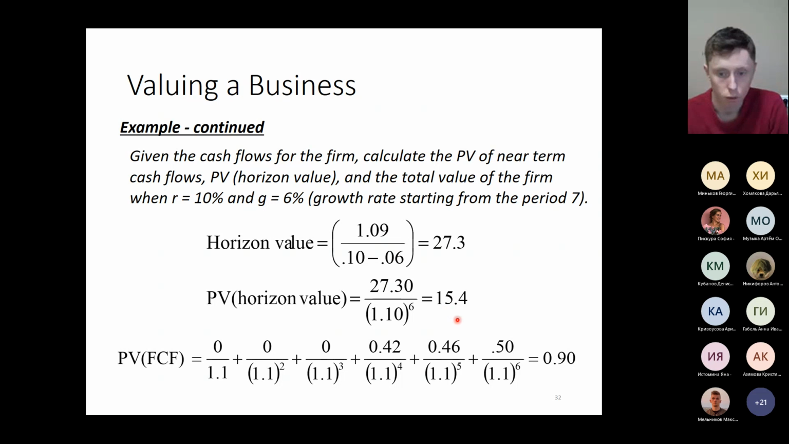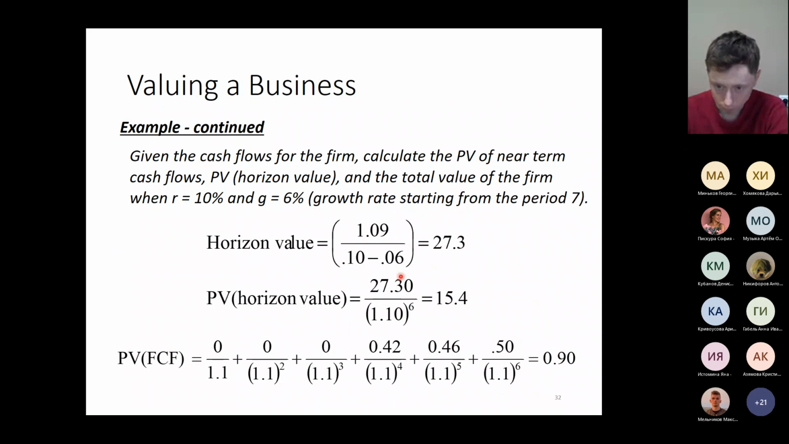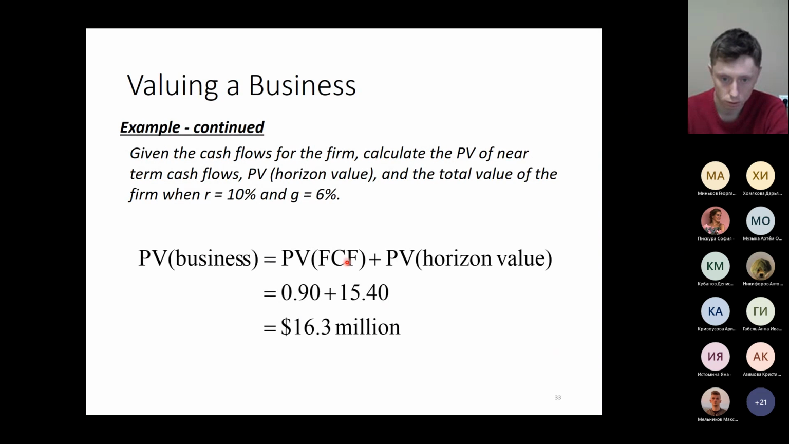And also, we should add the present value of the cash flows that the firm would generate. Here they are: 0.42, 0.46, and 0.5. And starting from that, all subsequent cash flows are already included in the horizon value. Here we have the present value of the future cash flows. And in order to estimate the firm, we just find the sum of those two values. And this is the present value of the business.